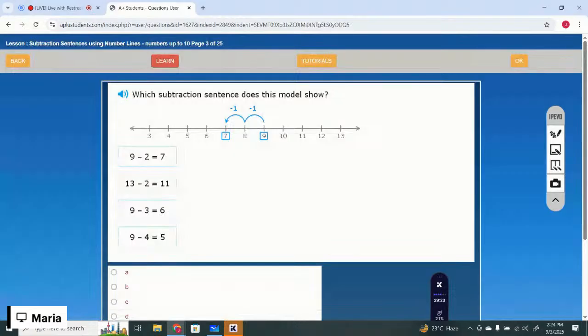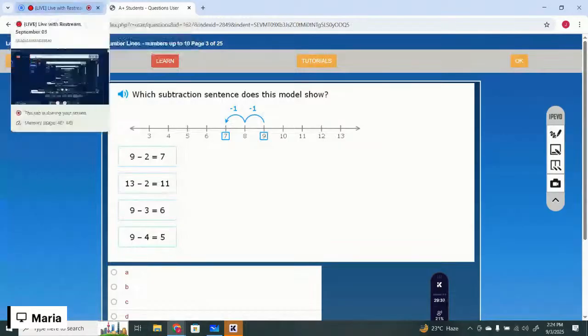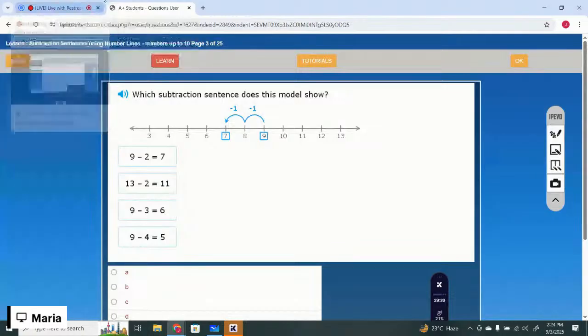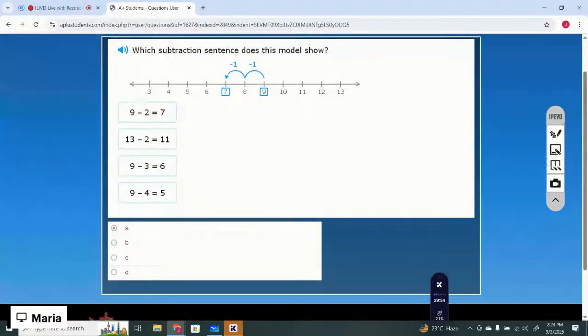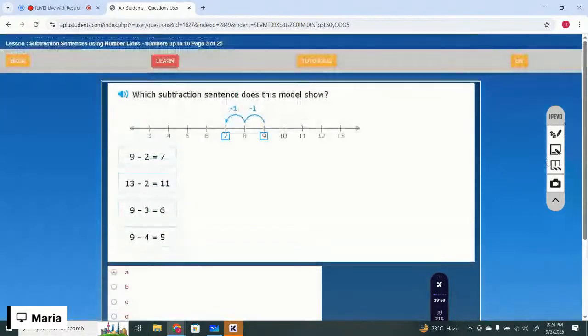Which subtraction sentence does the model show? So you started at 9, you go back 2 digits, and you end up on 7. So 9 take away 2 is 7. Option number A, correct option.